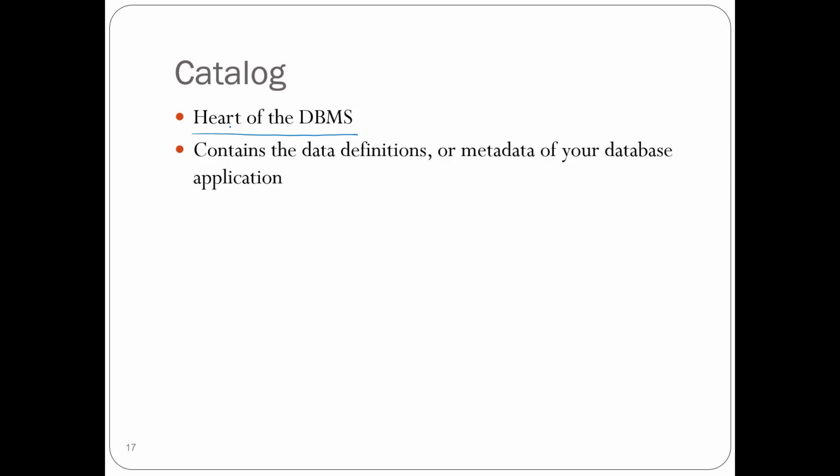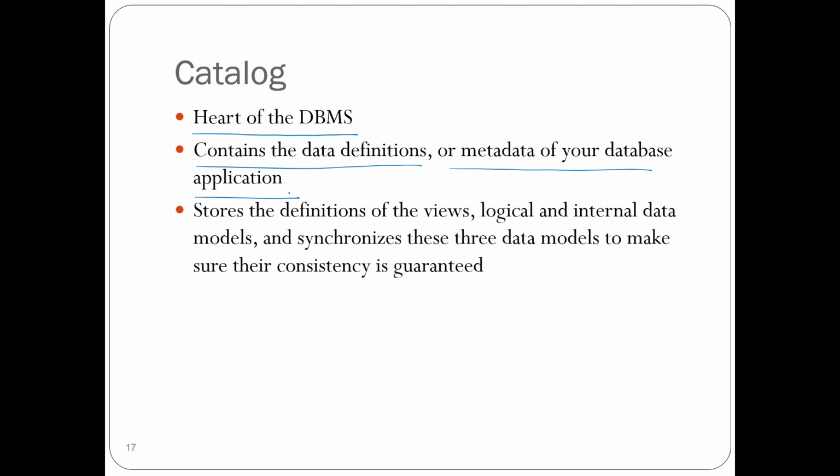So the catalog is the heart of the DBMS. The catalog contains the data definitions, which is also called the metadata of your database application. All right, and metadata is extremely important. Not only that, the catalog also stores the definition of the views, the definition of the logical and internal data models, and it synchronizes these three different data models just to make sure that consistency is guaranteed.